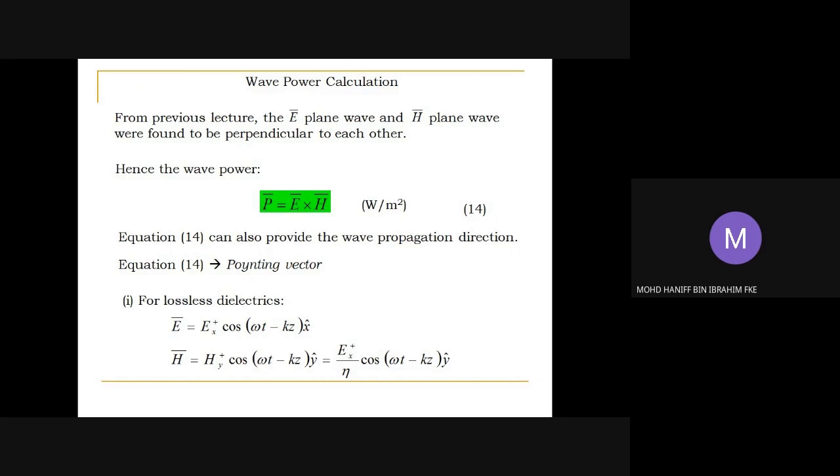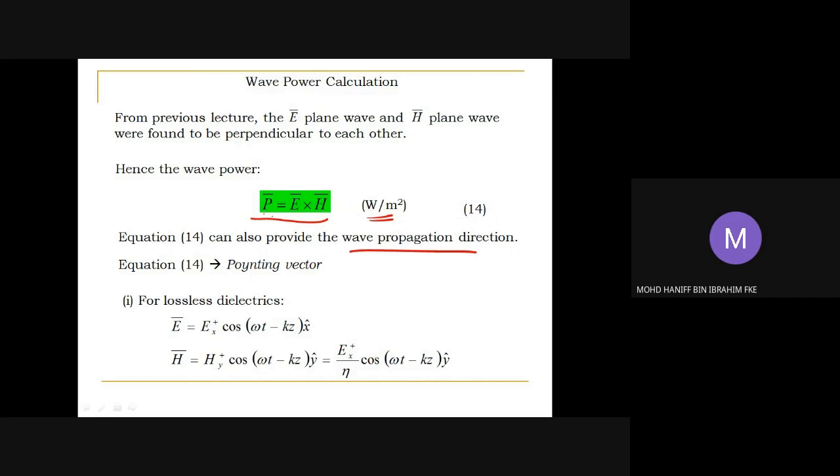So by using the Poynting theorem, which is developed by Mr. Poynting, you can find out from the textbook. He found out that the wave power can be calculated by this equation. The wave power, given by the vector P, is the E field vector cross product with the H field vector. This is the wave power, in units of watt per meter squared. As we have learned previously, this can also be used to know the direction of your wave propagation, which is the cross product between the E field polarization and the H field polarization.